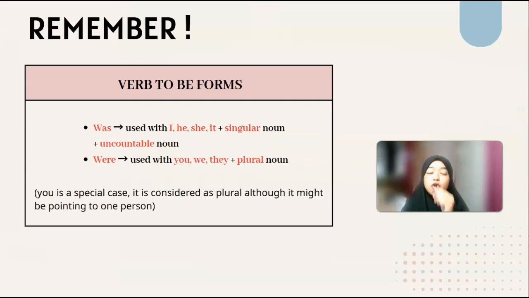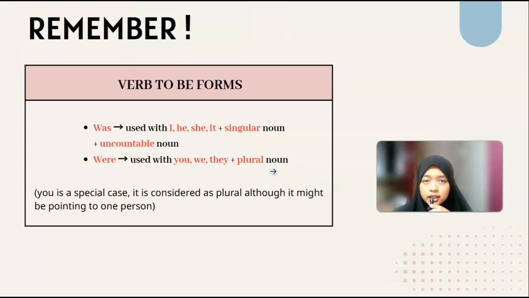Okay. So before I dive in further into the explanation of past continuous tense, I would like to remind you guys about the verb to be forms of past continuous tense. So remember, we have two verb to be, right? Is and are. Is used for singular and are is used for plural noun. But for past continuous tense, remember, it is a past tense. So we use was or were. Whereas was is used with I, he, she, it, and also singular noun and also uncountable noun. And were is used with you, we, they, and also plural noun.